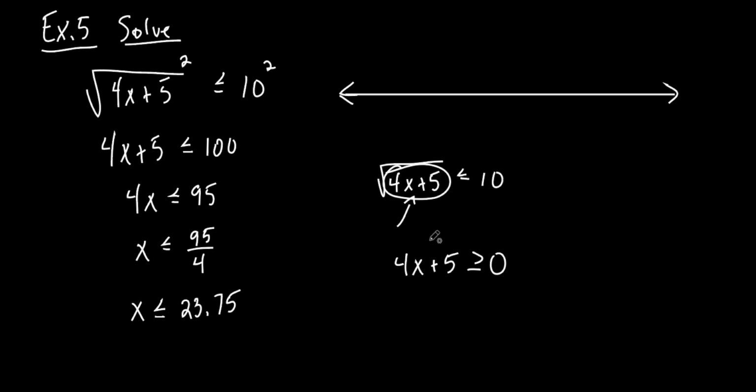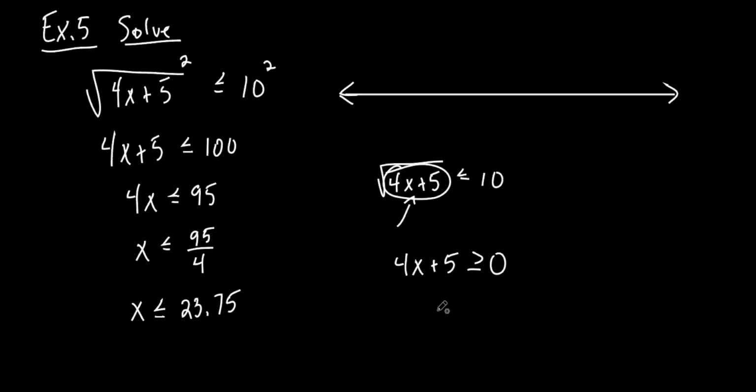So you can't just solve for this. You have to look to see if there's any restrictions. And there's definitely restrictions on this because you may not be able to include every single number to the left of 23.75. You got to find out, are there any restrictions? There are definitely restrictions here because you have a square root. A square root cannot be negative, which means it has to be greater than or equal to 0.